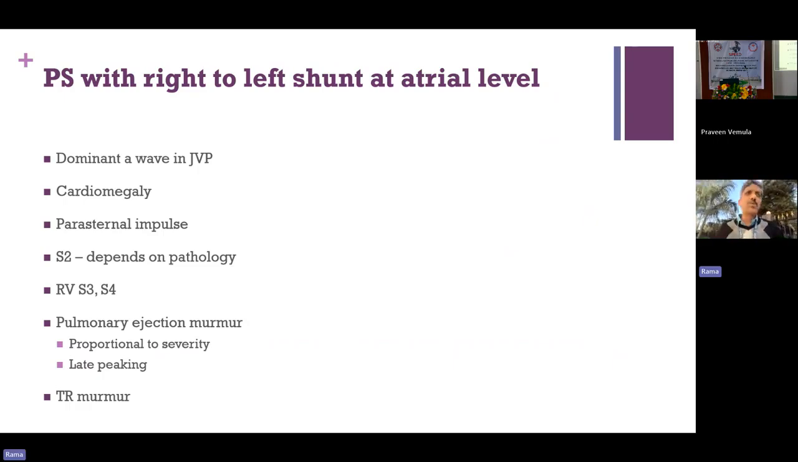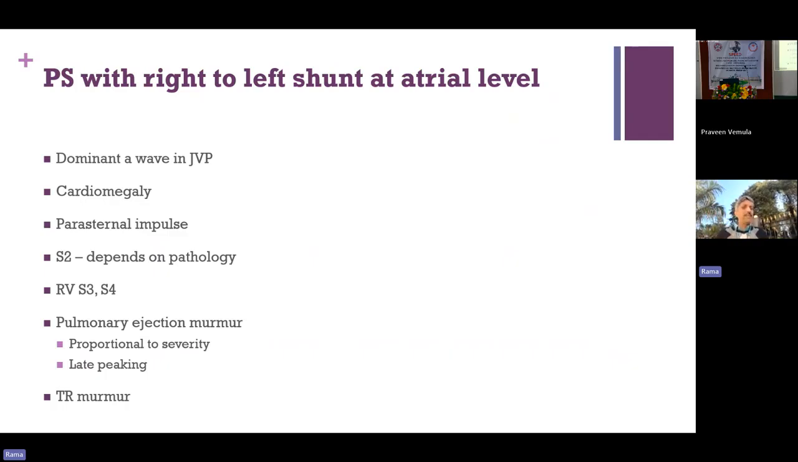The other important thing you have to think of is the difference between intact ventricular septum and VSD with PS. PS with intact ventricular septum, otherwise known as the trilogy of Fallot, has a right to left shunt happening because of an ASD or a PFO. Everything is opposite to what I told you. In tetralogy the JVP is normal. Here the JVP has a prominent A wave.